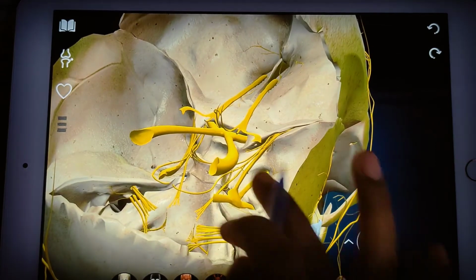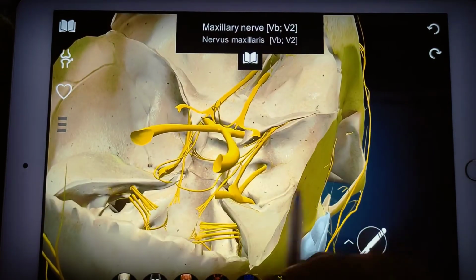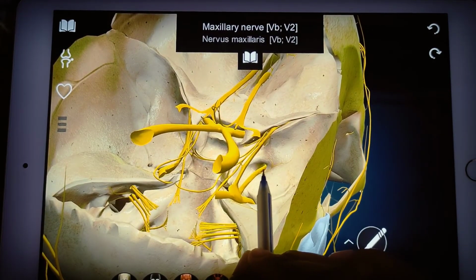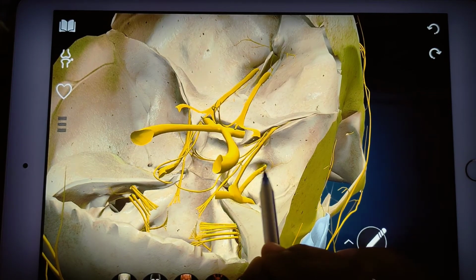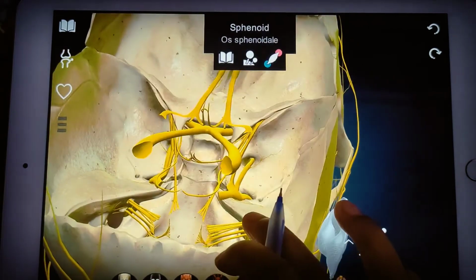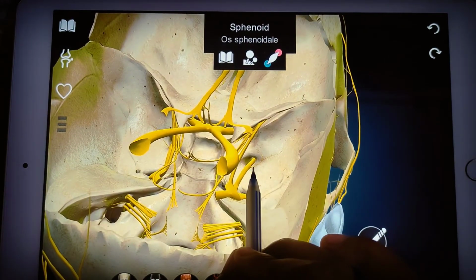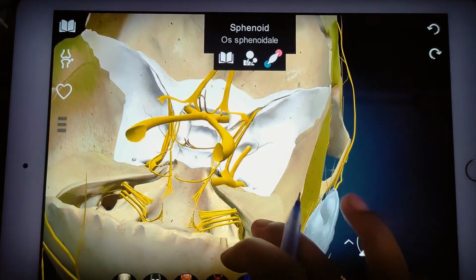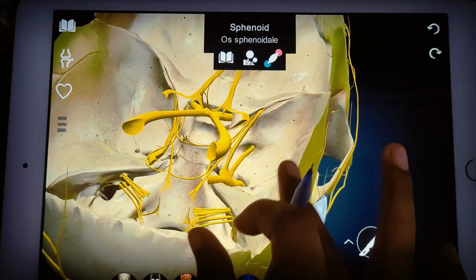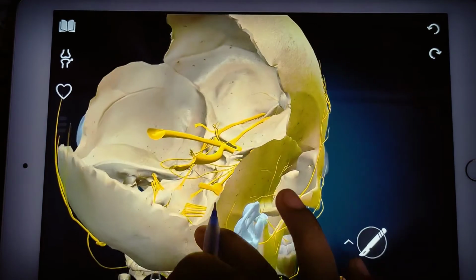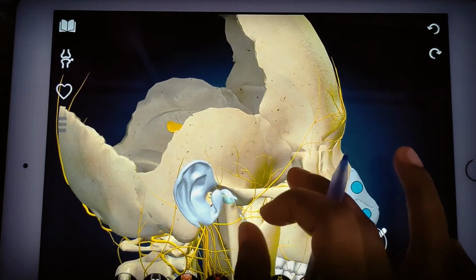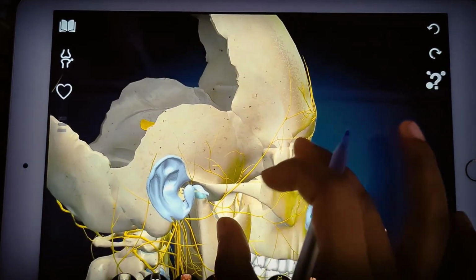And then this is the second division, or maxillary nerve, of the trigeminal nerve, which passes through this foramen. This is your sphenoid bone. This foramen is called the foramen rotundum, which is present in the sphenoid bone. What happens is it goes through this foramen and goes to the pterygopalatine fossa. If you can appreciate it.